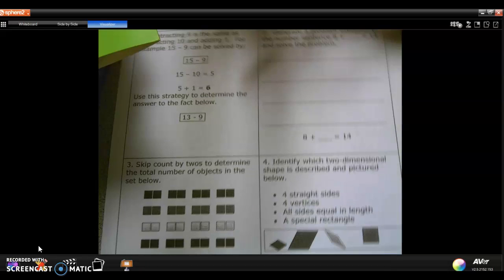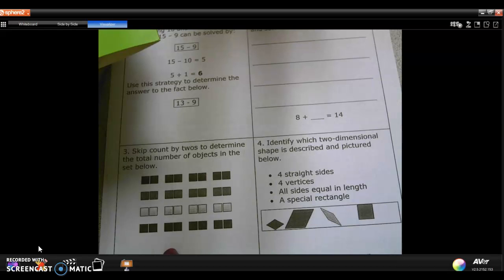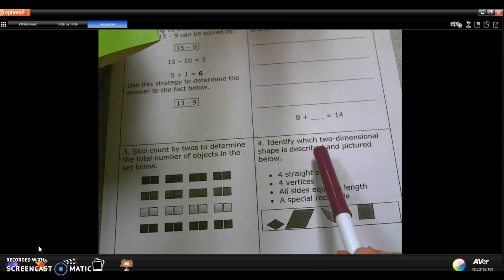Number 3. Skip count by 2s to determine the total number of objects in the set. You're just going to write how many at the bottom. Number 4. Identify which two-dimensional shape is described and pictured below. Which shape has 4 straight sides, 4 vertices, all sides equal in length, and is a special rectangle? You're going to circle the correct one.